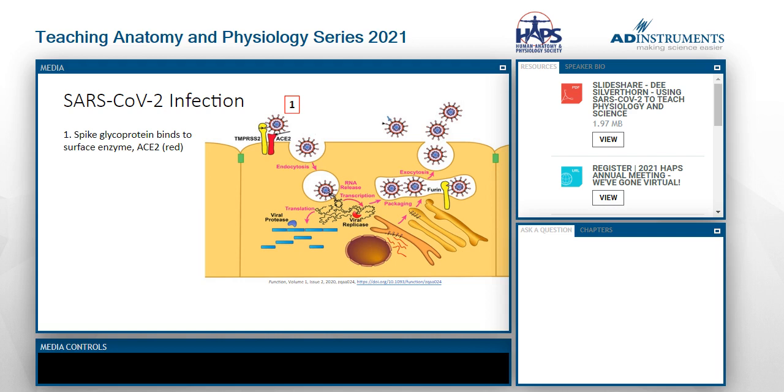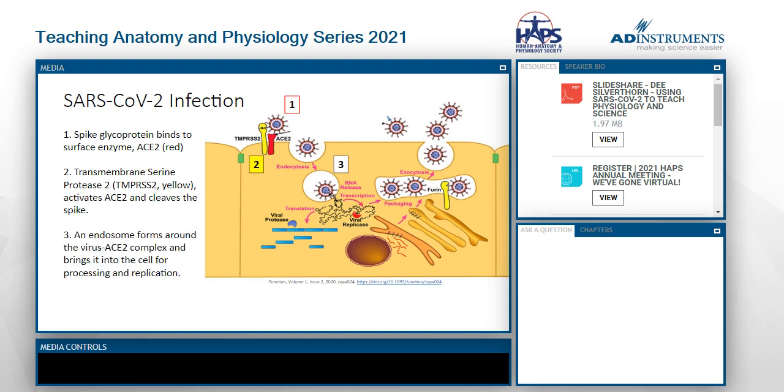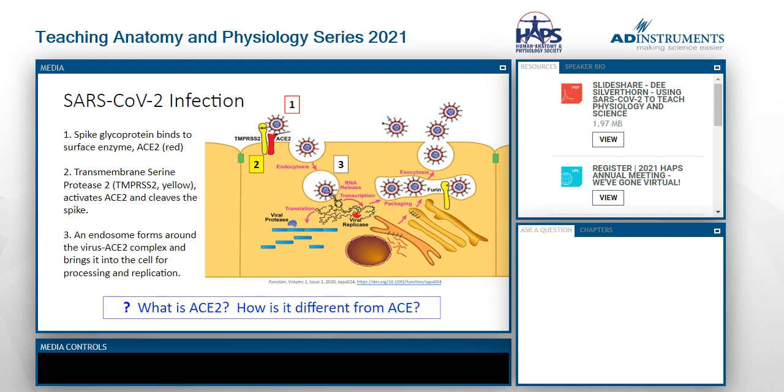Where the spike glycoprotein in the virus binds to the surface enzyme ACE2, which is in red. The next step, and I usually don't go into a huge amount of detail with this for my students, is that there is a transmembrane serine protease that is responsible for cleaving part of the spike protein, and that then activates the endocytosis of the virus particle. And the endosome comes in and brings it into the cell now, and you can see the same steps for replication and release. So at this point, the question I ask my students is, what is this ACE2?